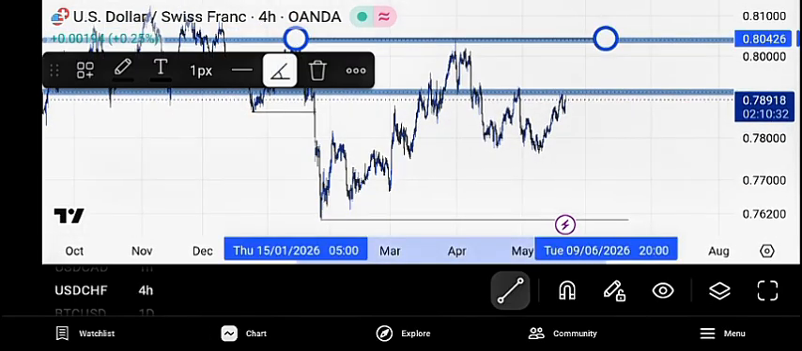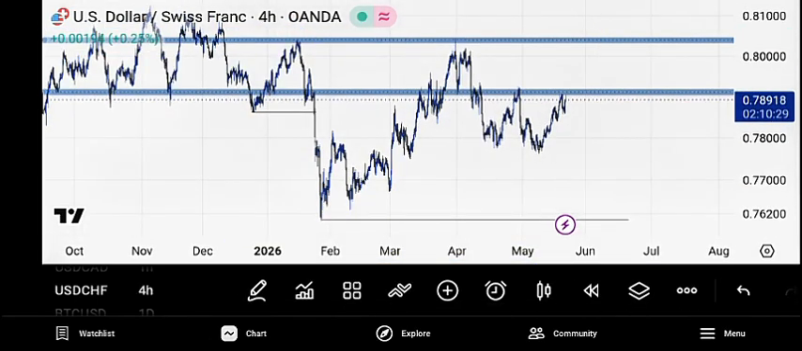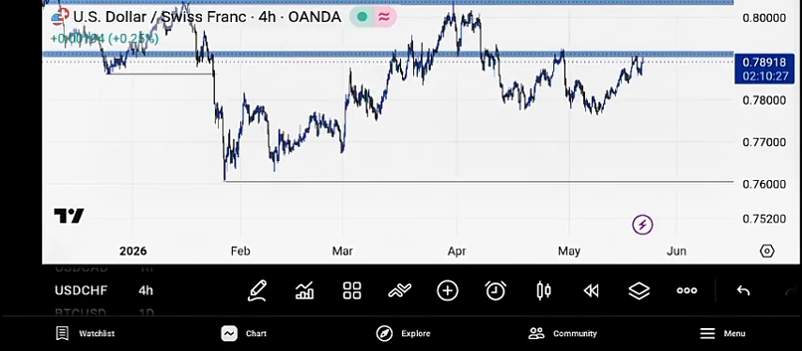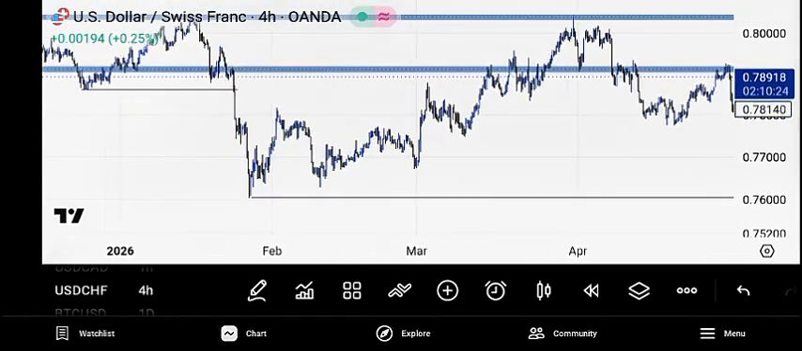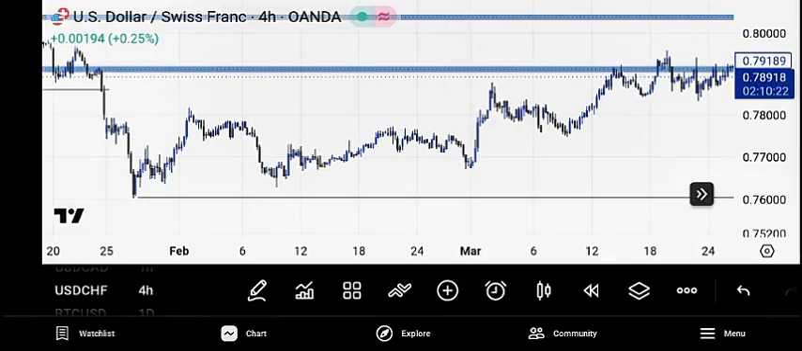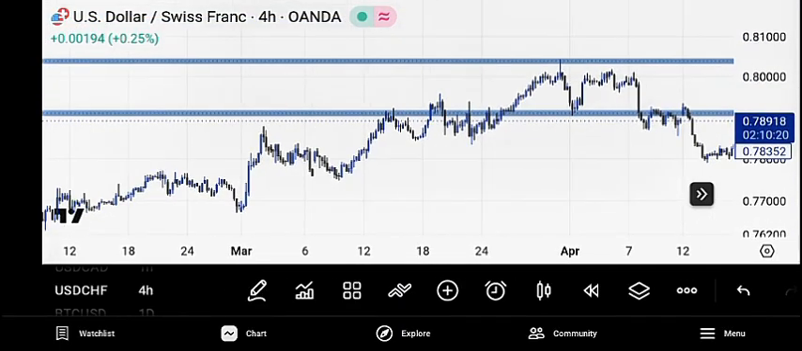So this is currently what the market is doing. I don't love drawing lines, so let's just move inside what the market is doing.